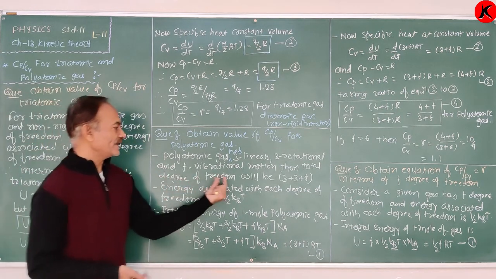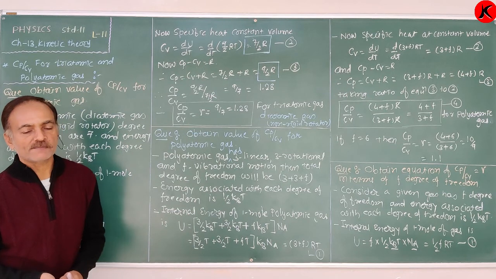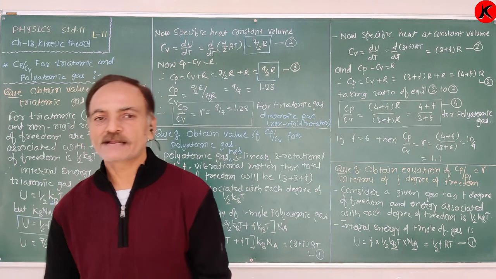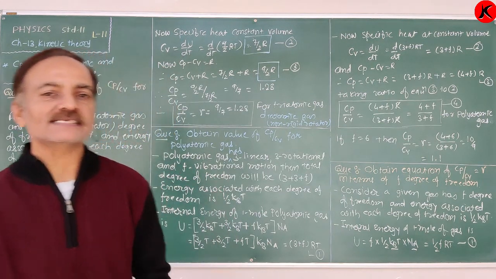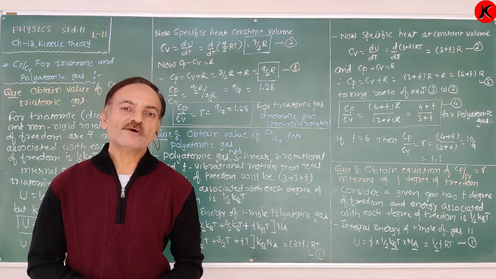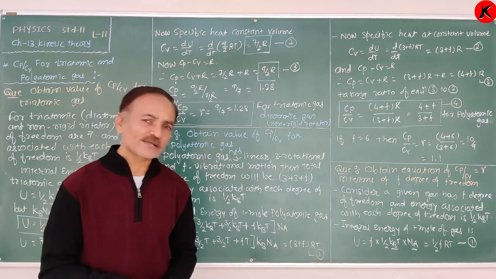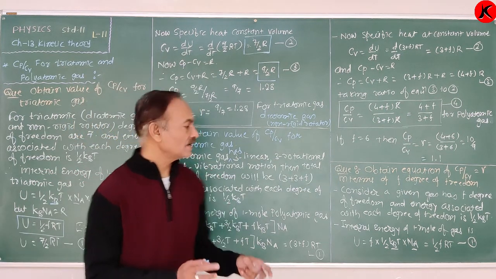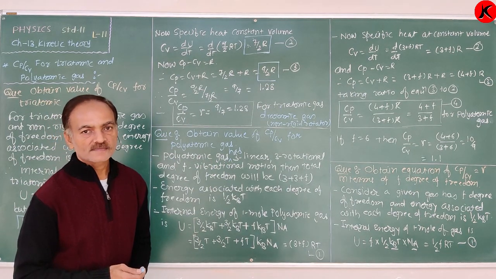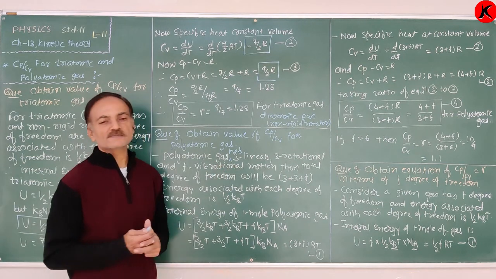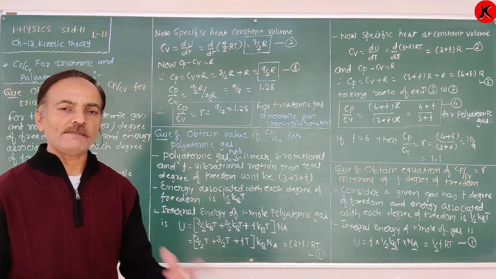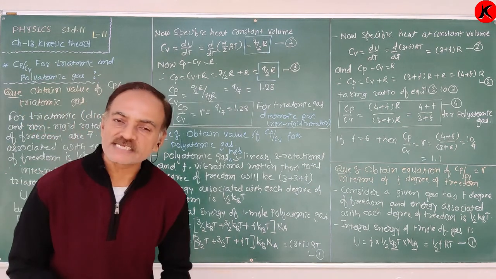Then the total degree of freedom for polyatomic gas will be 6 plus f. Why f vibrational motion here? Because the number of atoms in polyatomic gas is not fixed. It depends on the number of atoms forming the molecule, so the different types of vibrational motion depend on the number of atoms. Suppose f atoms form one molecule, therefore f different types of vibrational motion are possessed by the molecule of a polyatomic gas.